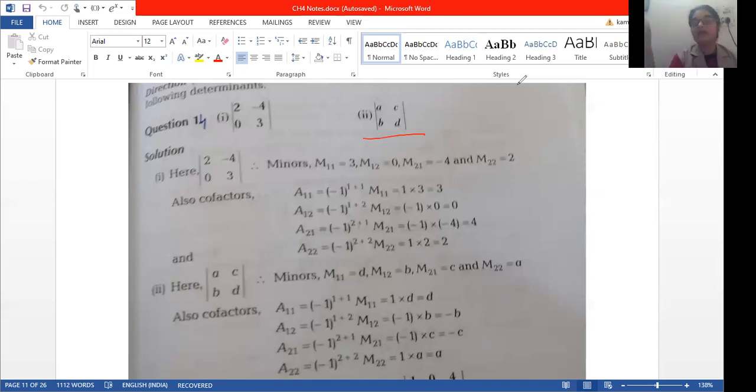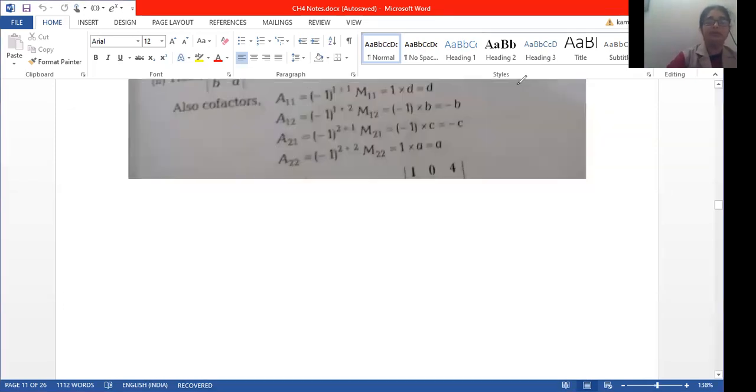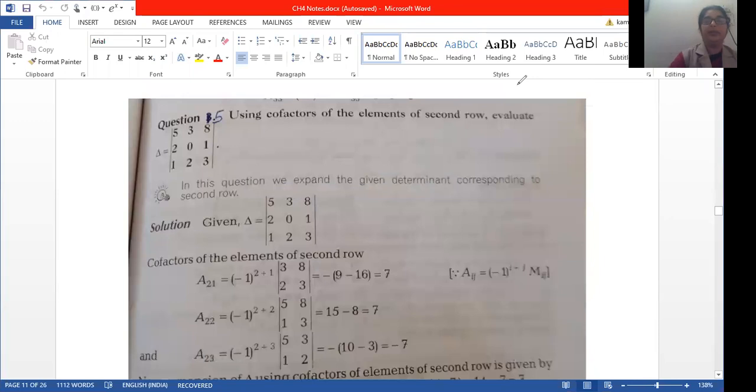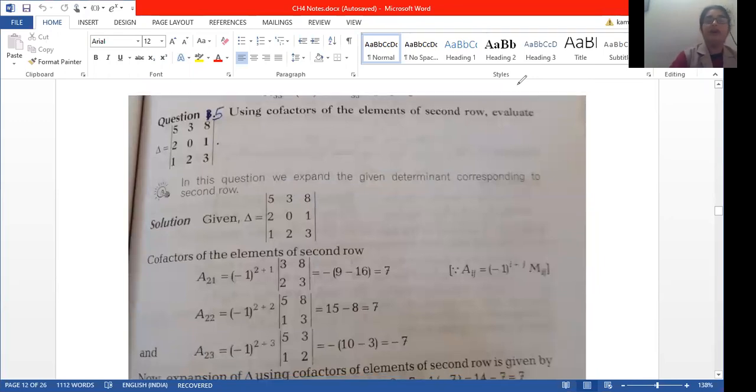In a 2 by 2 matrix, you can directly write M11, M12. Clear? When you practice, there will be no need to calculate. Then come to the next question. Now they're saying we find the determinant.